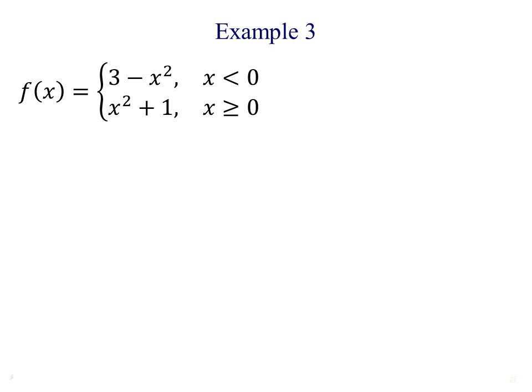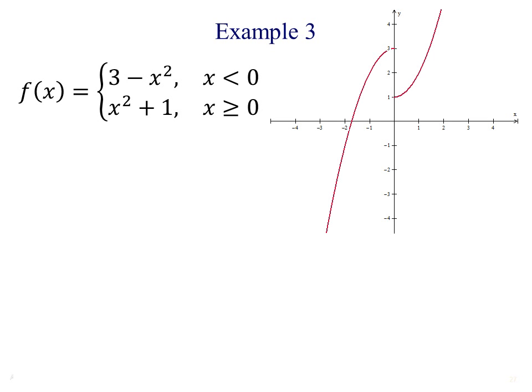Last example for today is a piecewise defined function. The first piece of the function is 3 minus x squared whenever x is less than 0. The second piece of the function is x squared plus 1 whenever x is greater than or equal to 0. To help us out, I provided a graphical representation. Note that the function has a discontinuity at 0, a jump discontinuity.